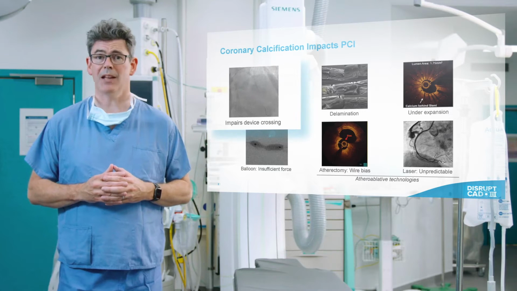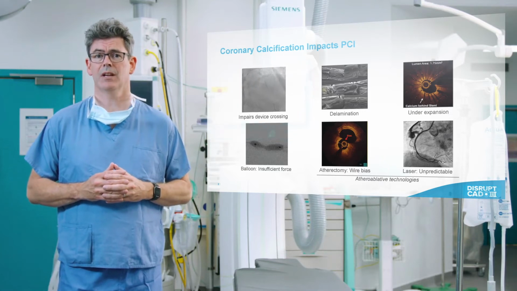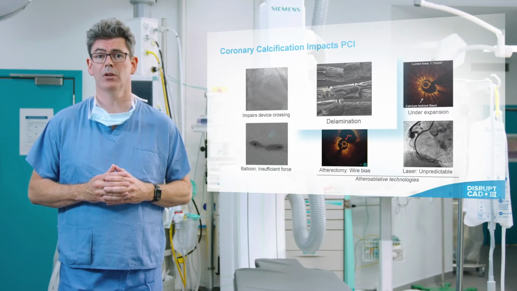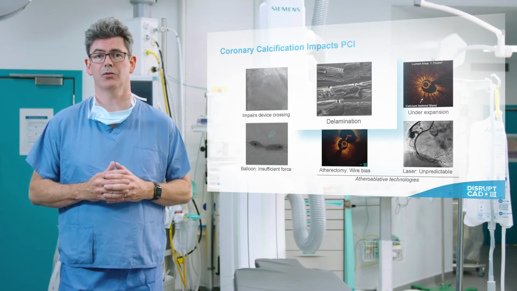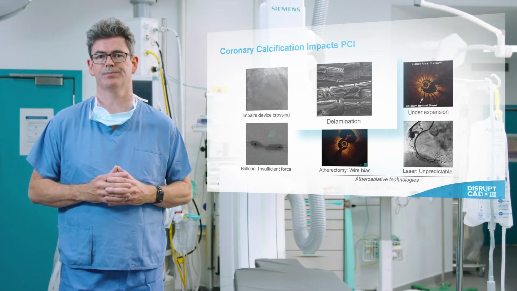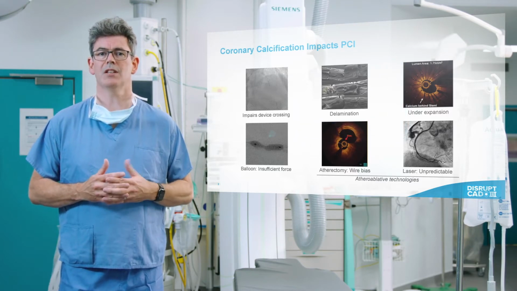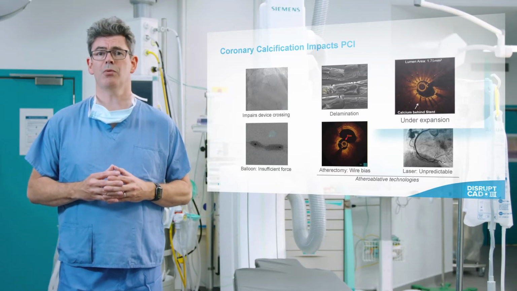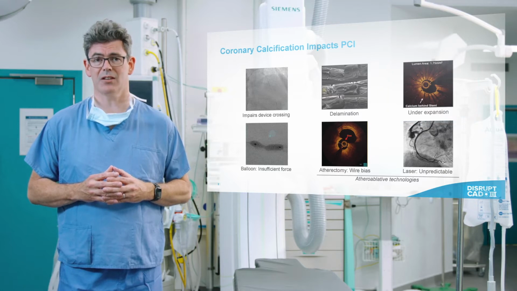There can be little doubt that calcium impacts the results of PCI. It can impair device delivery and crossing, and it can result in delamination of polymer, whether it's bioresorbable or permanent. This can alter the drug delivery, may lead to corrosion and even fracture. Most of all, it's been associated with stent underexpansion, which is a powerful predictor of restenosis and stent thrombosis.